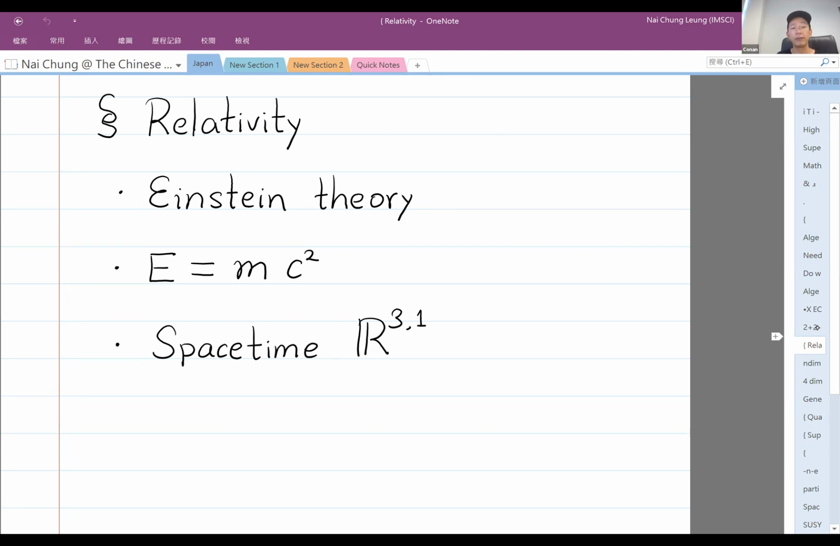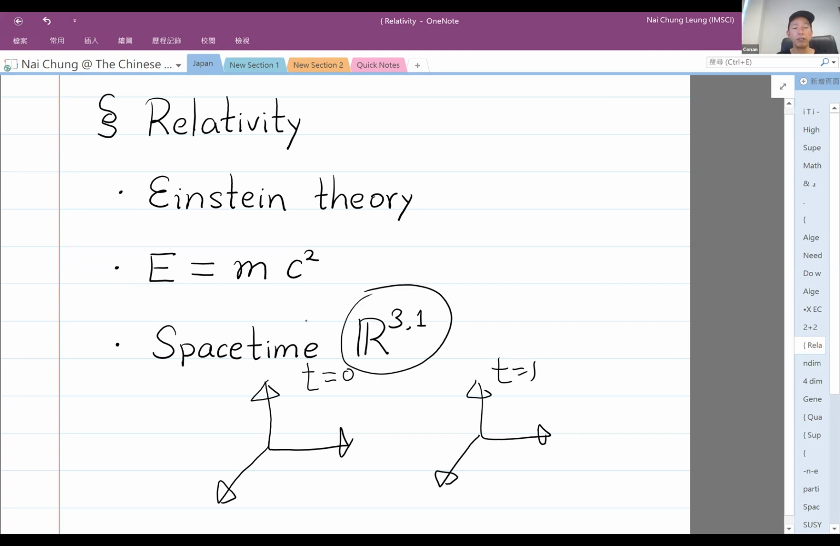In what way? Time looks so different from space for us, but our three-dimensional space looks like this. You can think about this three-dimensional space at a particular time, like 0, and after a while, time 1, and so on. We'll come back to this picture in a second. Together, it looks like four dimensions. But why would you write R31? Usually, we write R2, R3, indicating the dimension of the space with this superscript here. The reason we write 31, you'll see in a second.